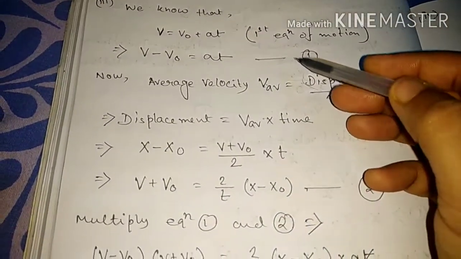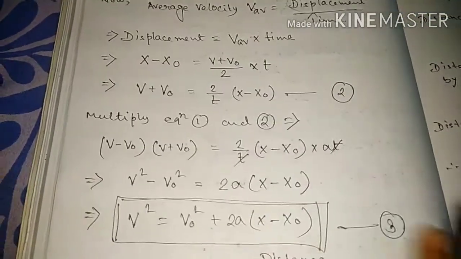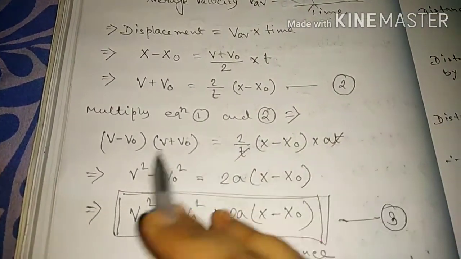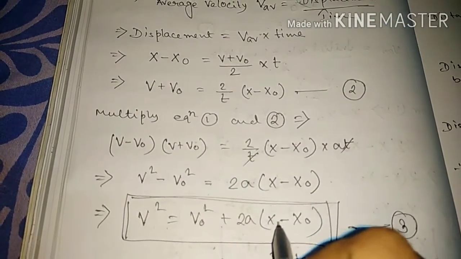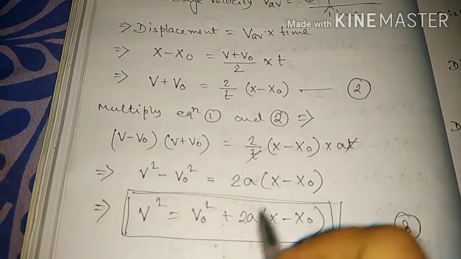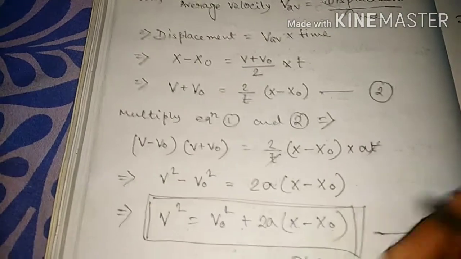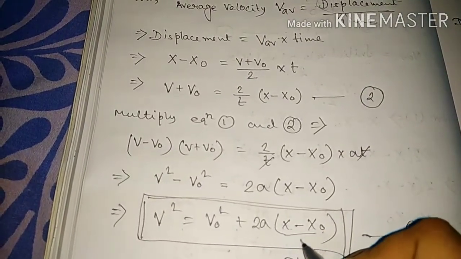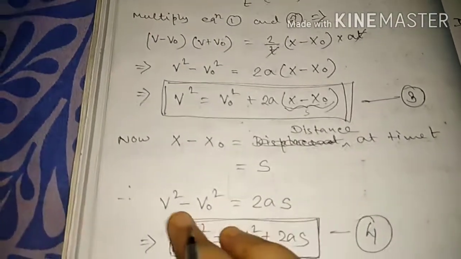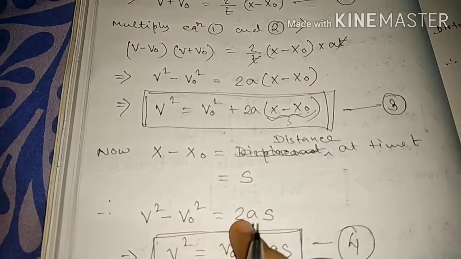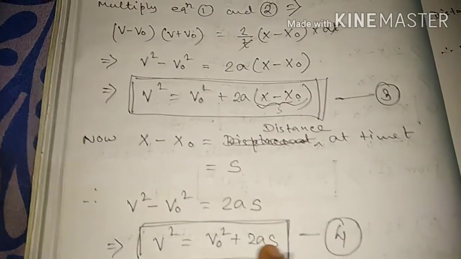Now we multiply equation 1 and equation 2. After multiplying and calculation, we have this equation: v square equals v0 square plus 2a into x minus x0. And this difference of position gives us the distance at time t. So in place of this, we can write s. So we have v square minus v0 square equals 2 into a into s, or v square equals v0 square plus 2as.